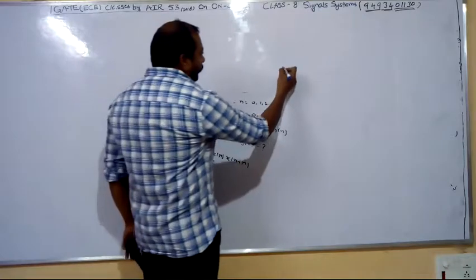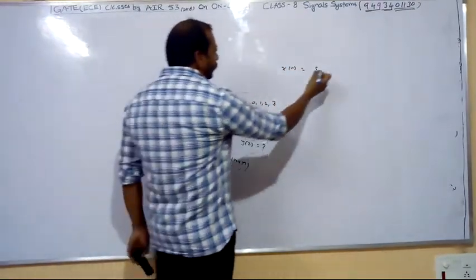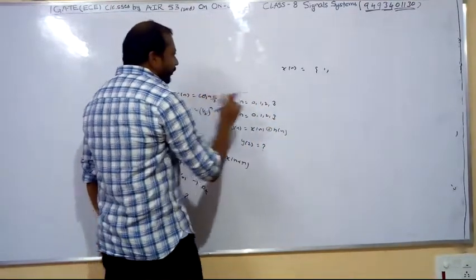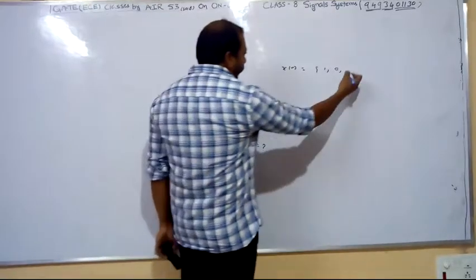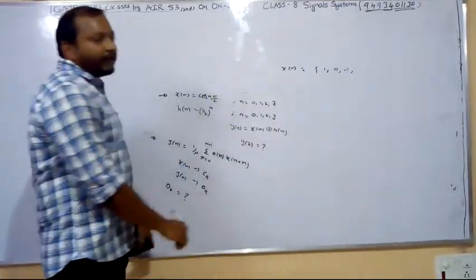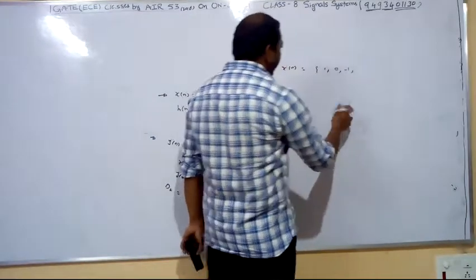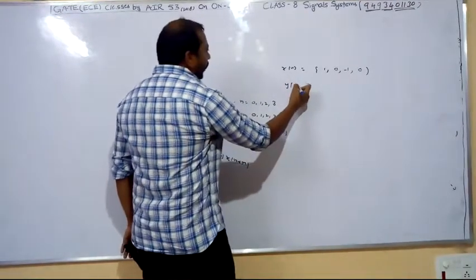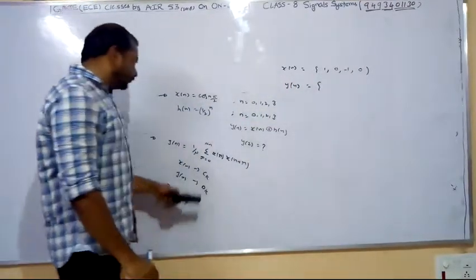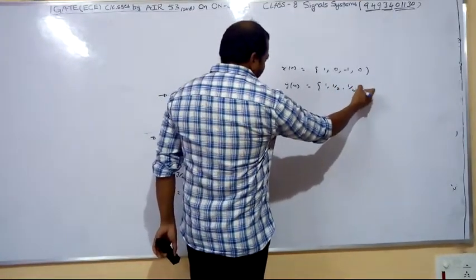First of all, write down the x of n. X of n: substituting n equal to 0, this value is equal to 1; n equal to 1, cos pi by 2 is equal to 0; n equal to 2, cos 2 pi by 2, cos pi, that is minus 1; and coming to 3, cos 3 pi by 2 is 0. Then the corresponding h of n value is simply 1 by 2 whole to the power n, that is nothing but 1, 1 by 2, 1 by 4, 1 by 8.